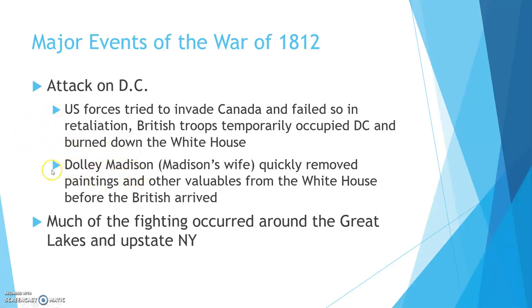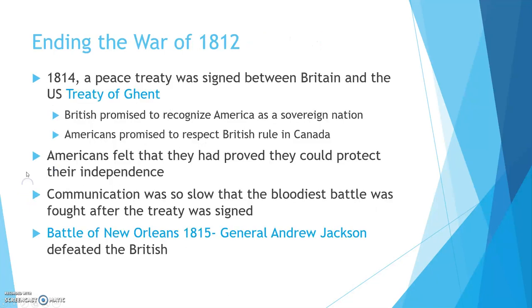Now, Dolly Madison, who was James Madison's wife, quickly removed paintings and other valuables from the White House before the British arrived. So they knew the British were coming, and so she was able to save a couple of things. Now, much of the fighting occurred around the Great Lakes in upstate New York, and it's also going to occur in New Orleans, and we'll see about that. So like I said, we're not going to go into super big detail about the War of 1812. We're kind of just going over the big events.